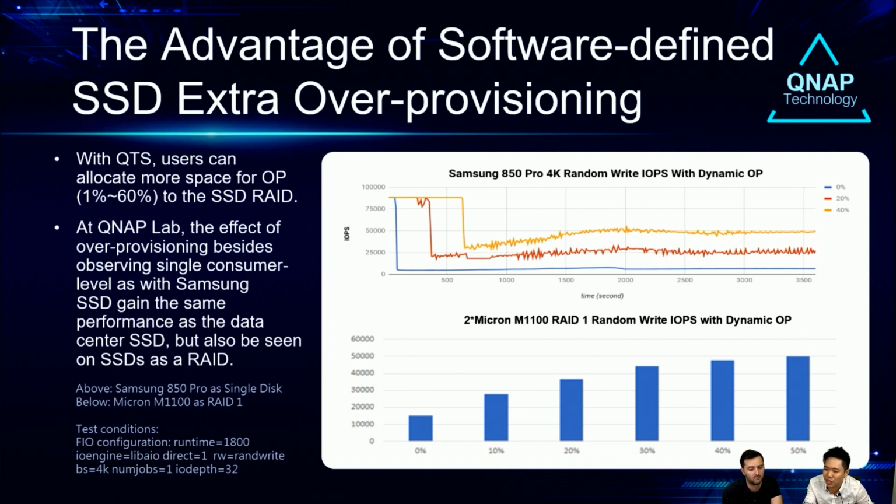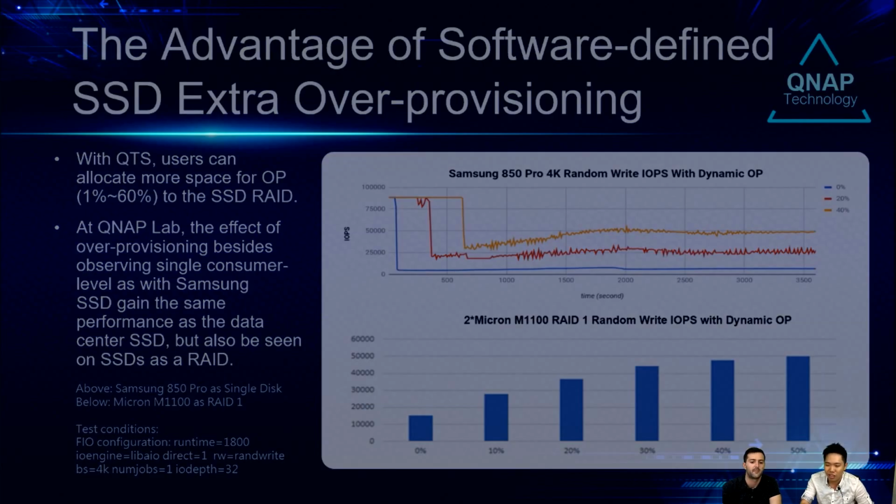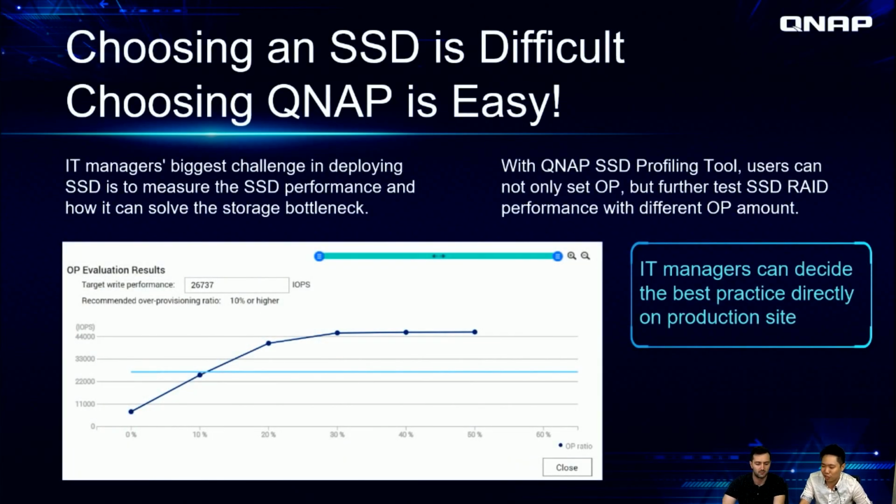Yes. And besides the single SSD test, we also test, for example, Micron SSDs with RAID 1. We can also see that the consistent performance with RAID 1 with more over-provisioning becomes better. Okay. So to summarize, of course, the SSD can benefit from over-provisioning. And the question you asked at the beginning is very good: should we reserve more space?